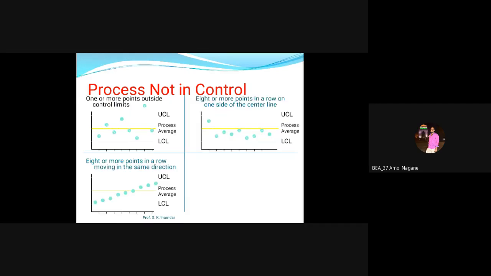Suppose, for example, in the first diagram, one element is above the upper control limit. In the second diagram, there are 8 or more points in a row moving in the same direction.